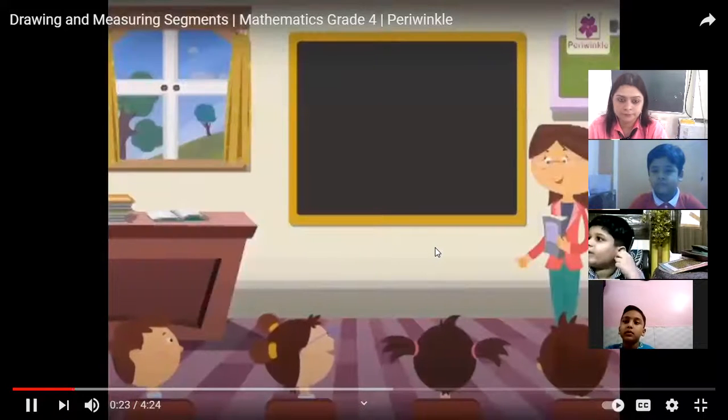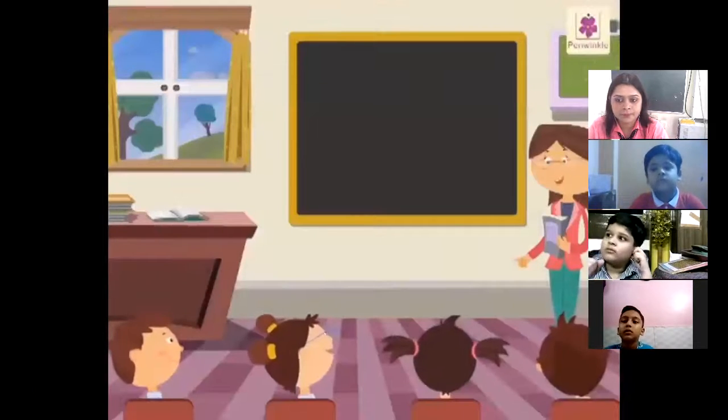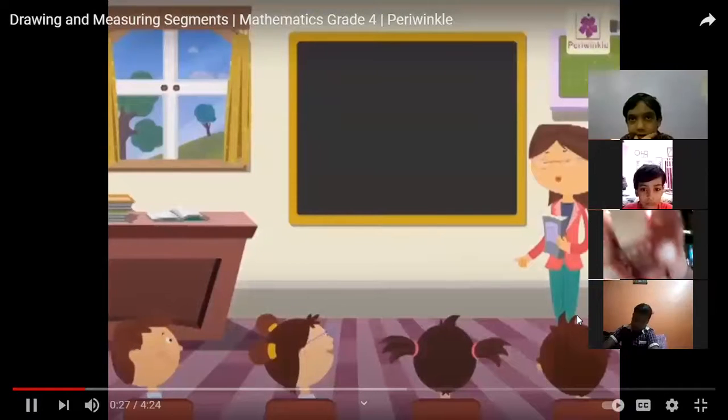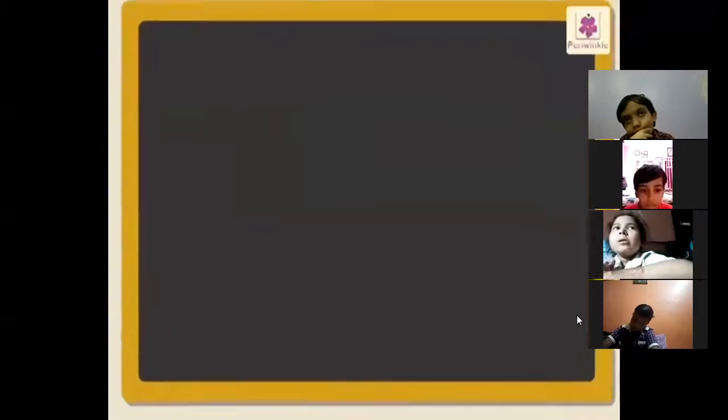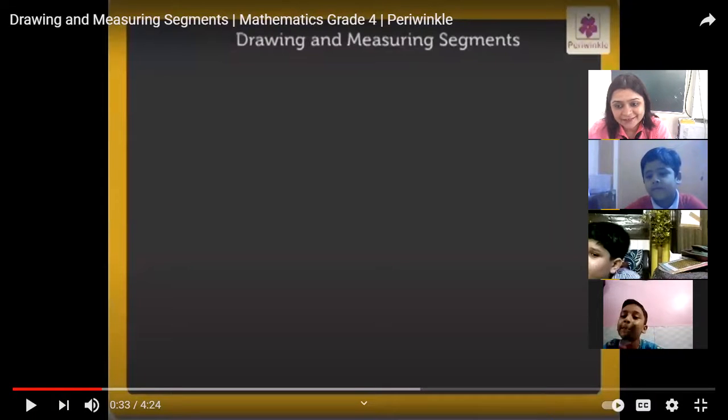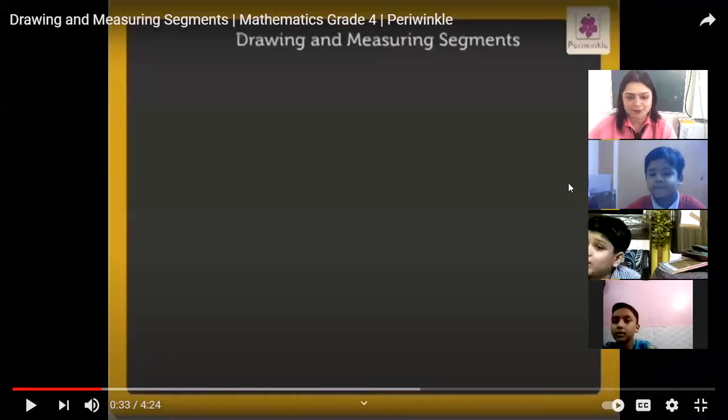Before that, let us learn about the instrument used to draw and measure line segments. Beta, first of all, we are going to discuss that particular instrument which we are going to use to draw the line segment. Can you guess? Ikansh, can you guess? Ruler. Very good. That is ruler. Okay, we are going to continue.